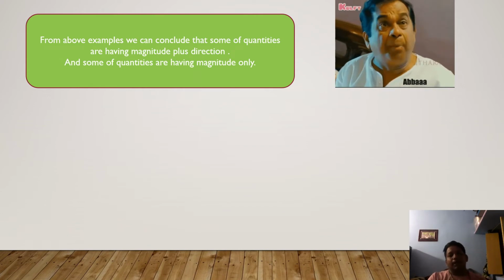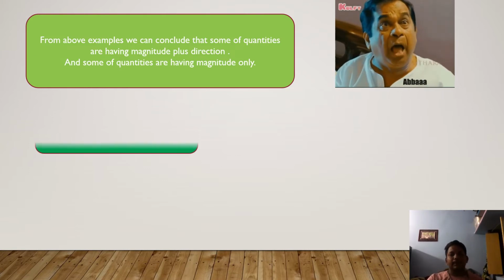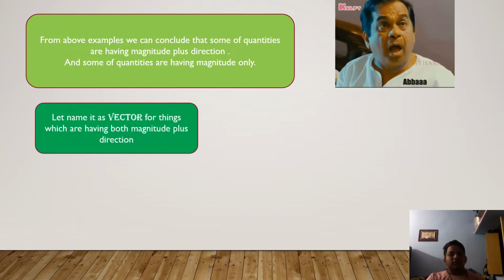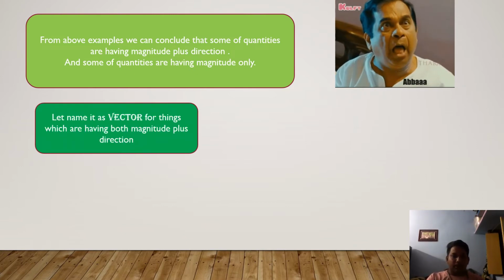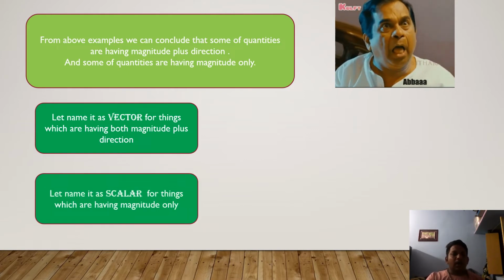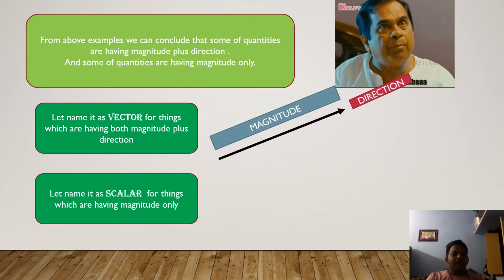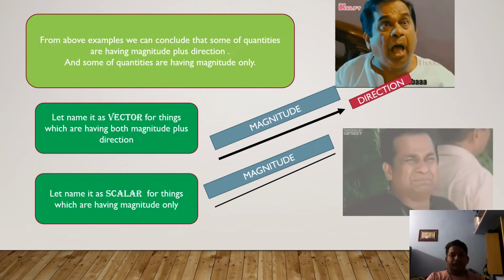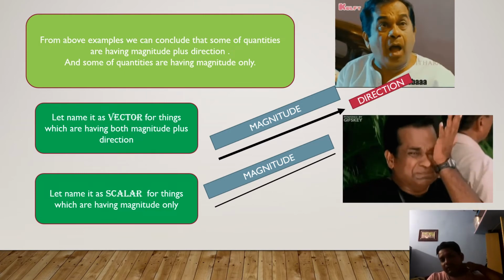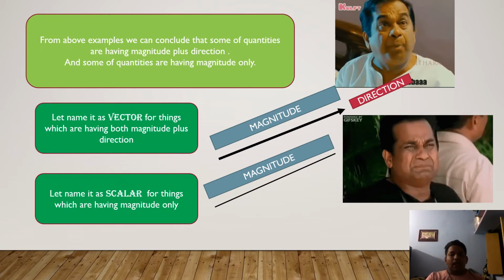From the above examples, we can conclude that some quantities have magnitude plus direction and some quantities have magnitude only. Let's name as vector the things which have both magnitude and direction. Let's name as scalar the things which have magnitude only. That means a vector has magnitude plus direction, and a scalar has only magnitude.